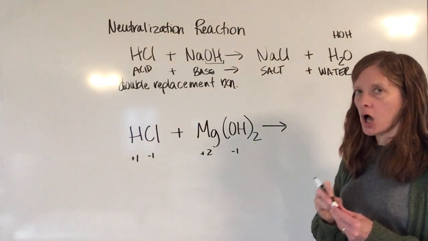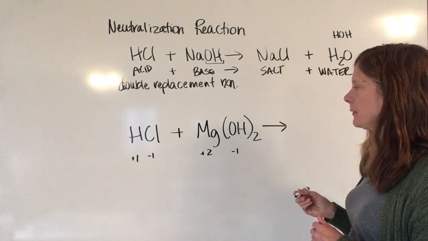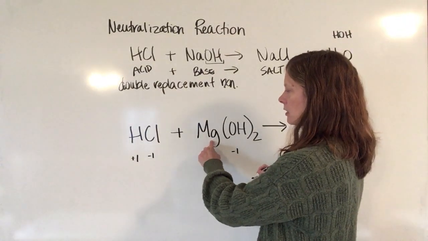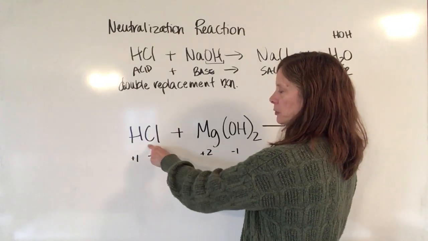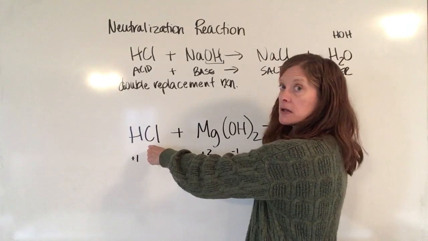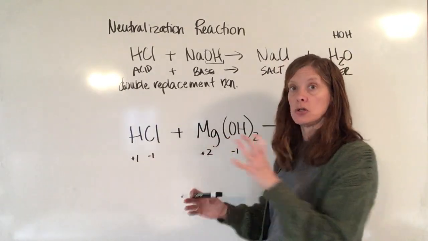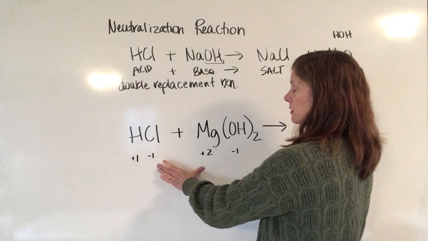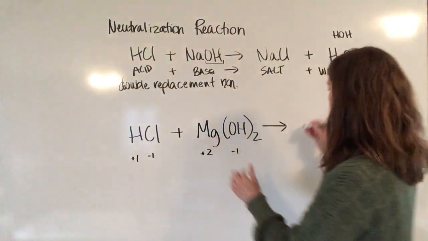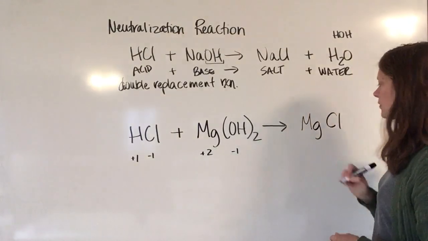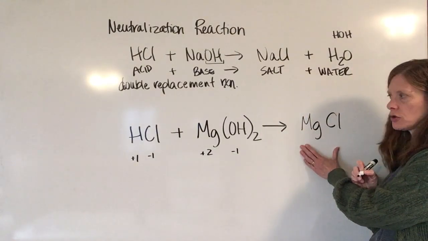So what salt am I going to end up with here? Well, if I take the metal from here and the non-metal from over here, so the positive ion from this one and the negative ion from this one, to do my dance and to swap my partners, the positives and the negatives always have to go together. So I'm going to put the magnesium and the chlorine together. Now, what is this formula going to look like?